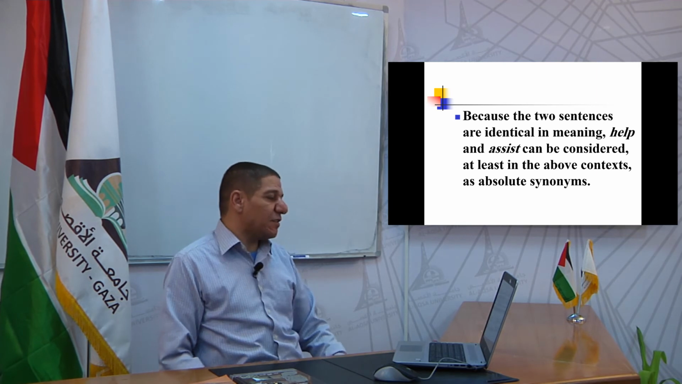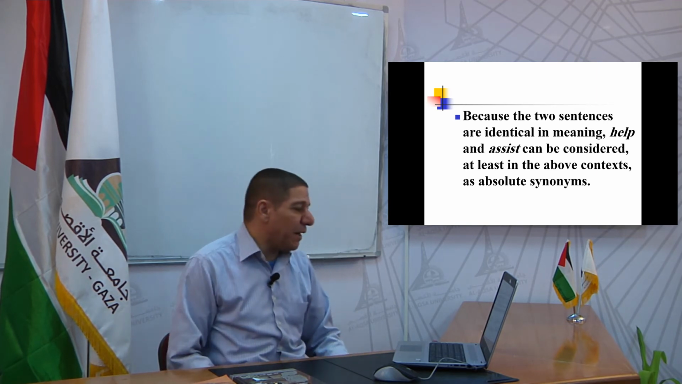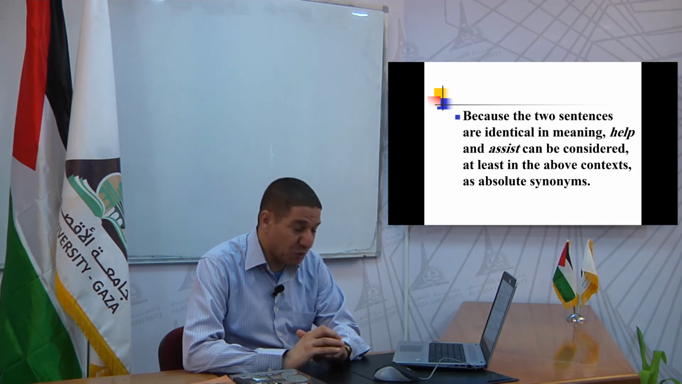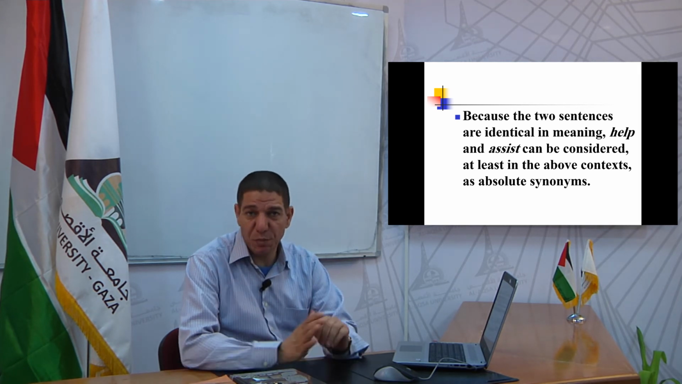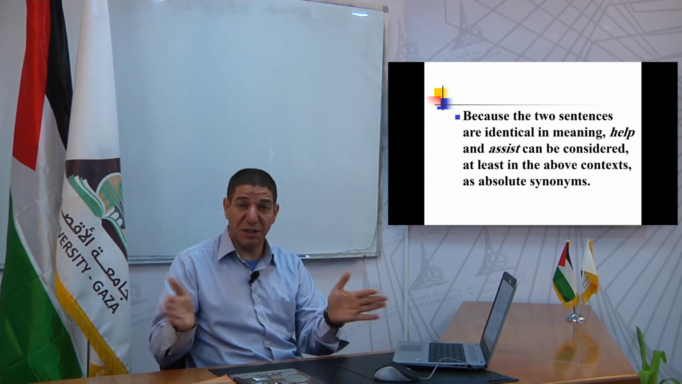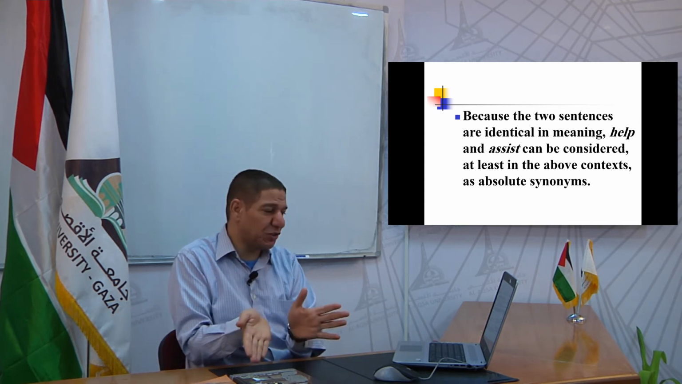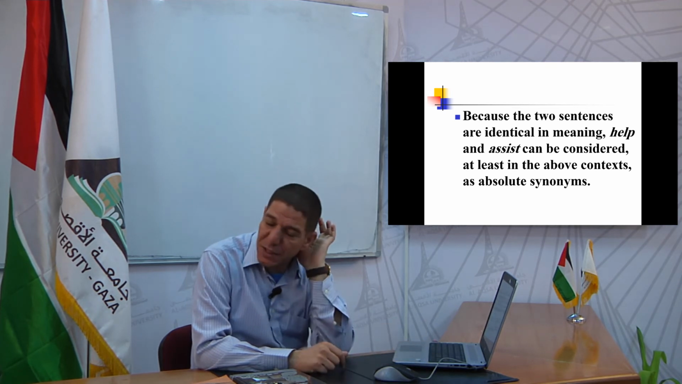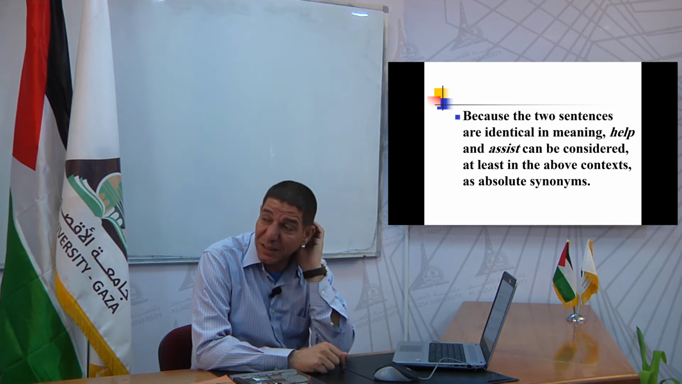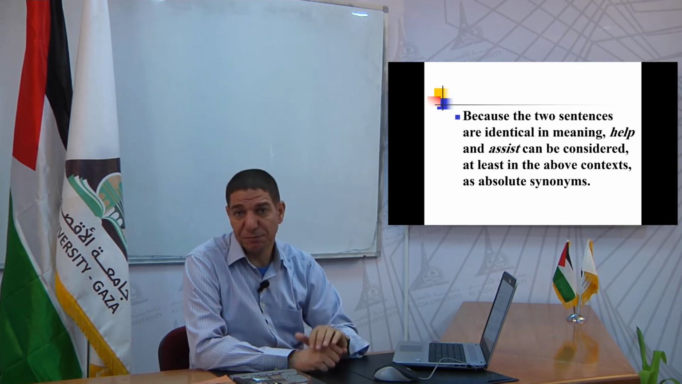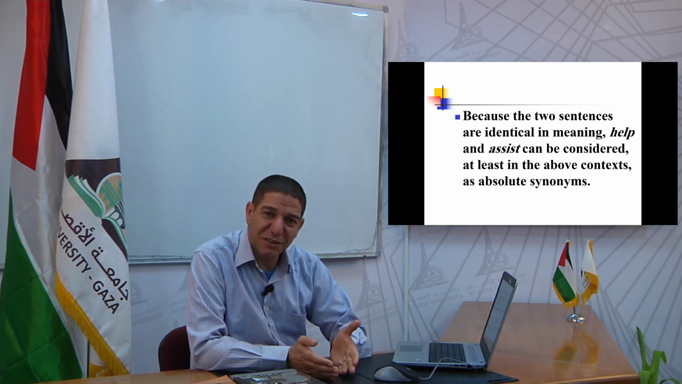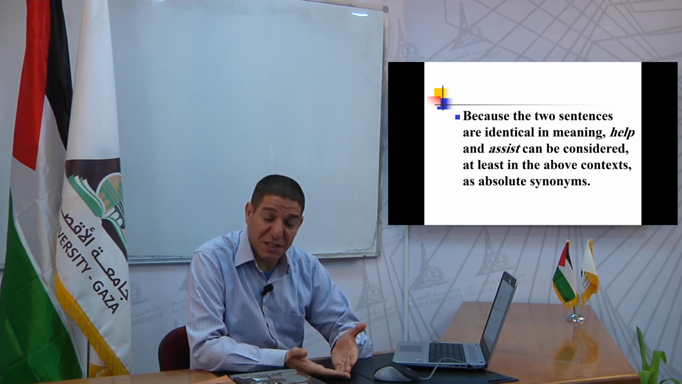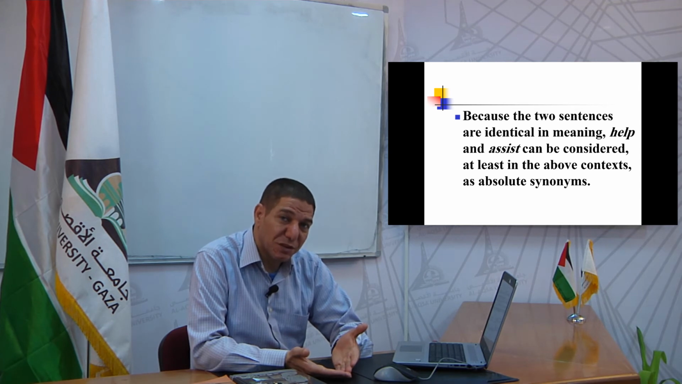Because the two sentences are identical in meaning, help and assist can be considered, at least in the above contexts, because in other contexts they might depart, as we have mentioned before. They might converge, they might diverge, okay, as absolute synonyms. So absolute synonymy can exist, but it is rare. Otherwise, what is the point in synonymy as a topic in language if it is always absolute? Okay?